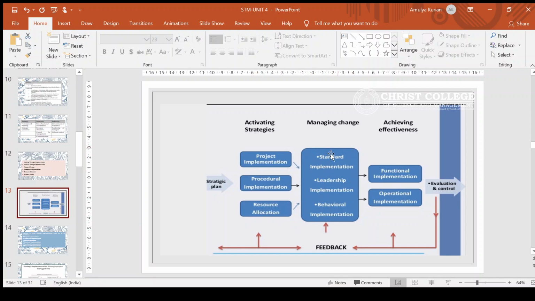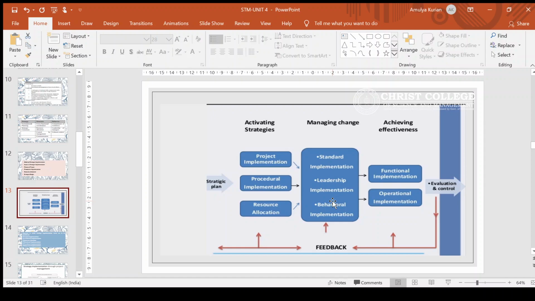This one is more about structural implementation and behavioral implementation. Structural implementation means how our organization is structured so that it can promote the smooth implementation of the strategies. That is what comes under structural implementation.